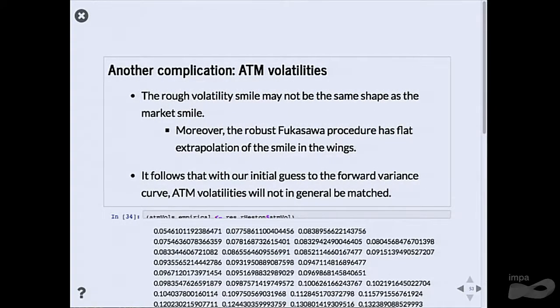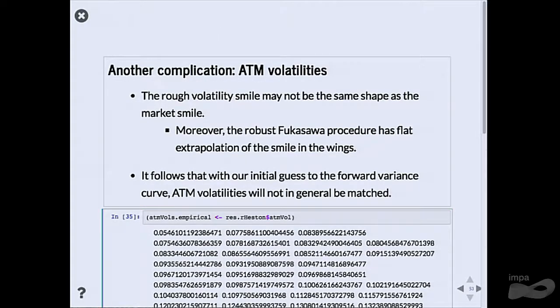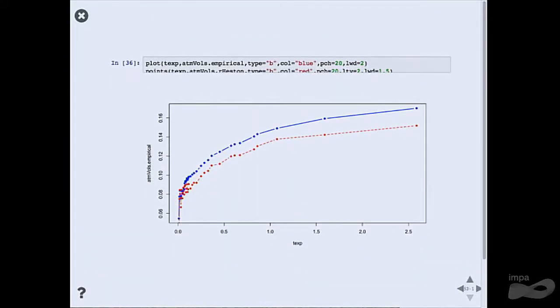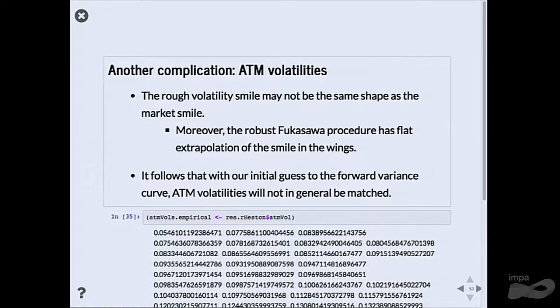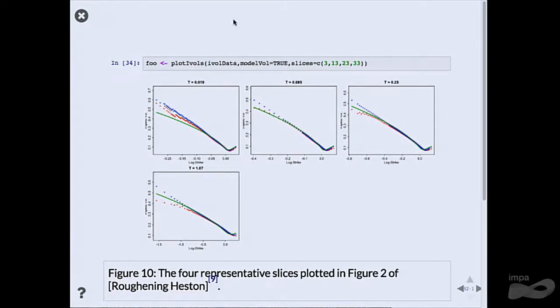This can be done. I mean, if your code is fast, you can do it. So this function plot ivols outputs an estimate of the empirical at-the-money vol as part of the function. Here we go. So then I've plotted model at-the-money vol versus empirical at-the-money vol. Oh, okay, so that didn't work. Let's try. Here we go.